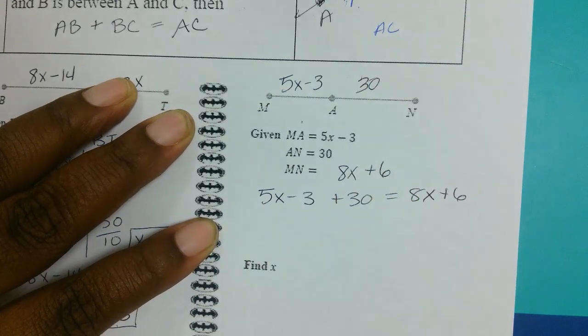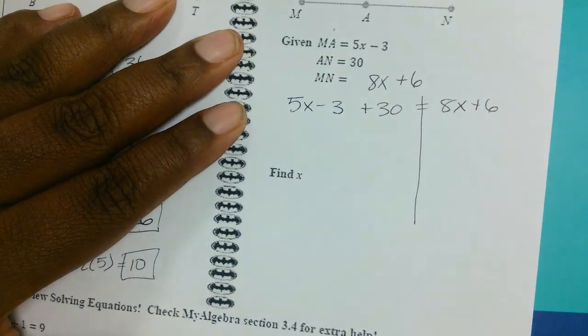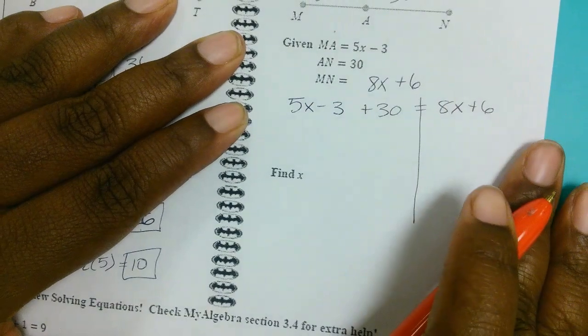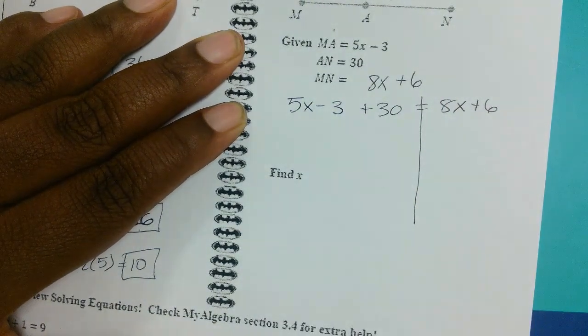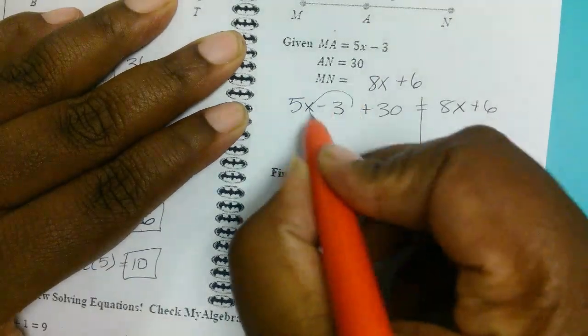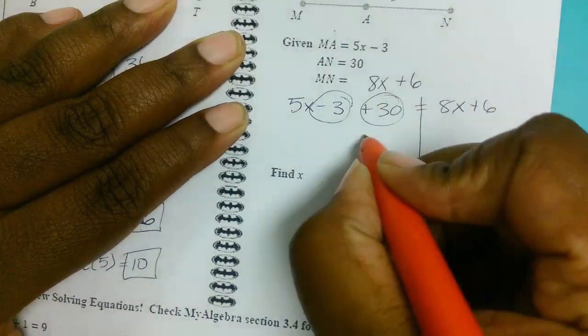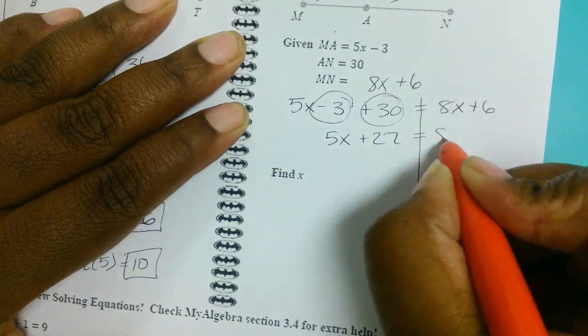Now I solve that equation. Again, I just got the habit of drawing that line. That's my balanced line. I know I got to be equal. Whatever I do to one side, I must do to the other. Before I start moving anything, I'm going to see if I can combine any like terms. I do have these like terms right here that I can combine. Negative 3 plus 30, that's 27. So 5x plus 27 equals 8x plus 6.